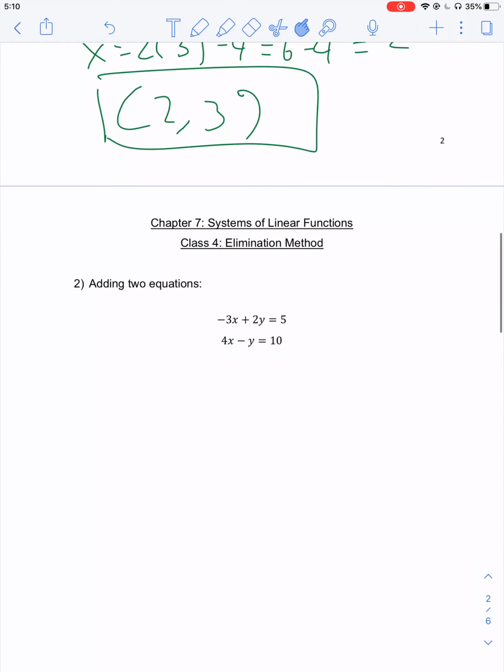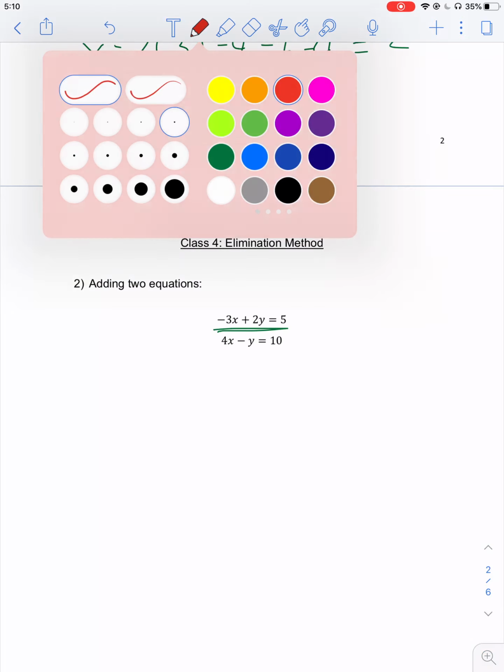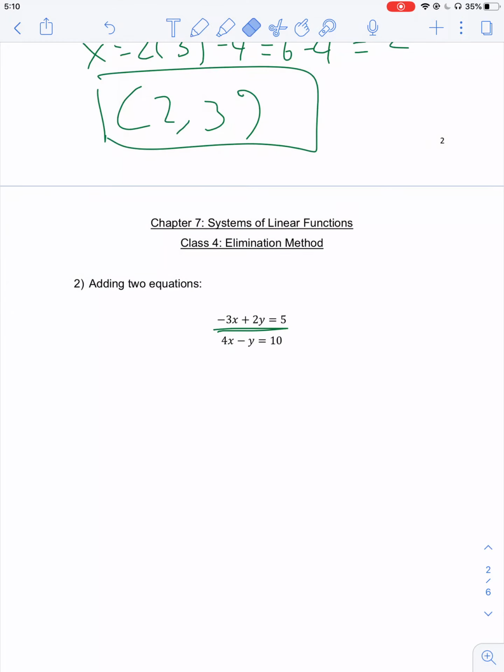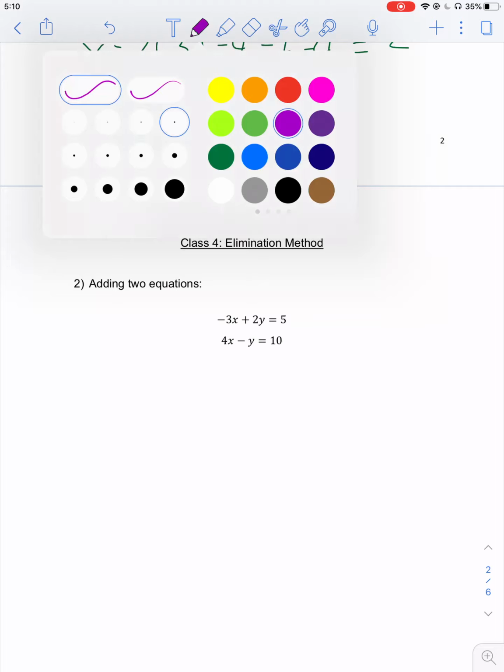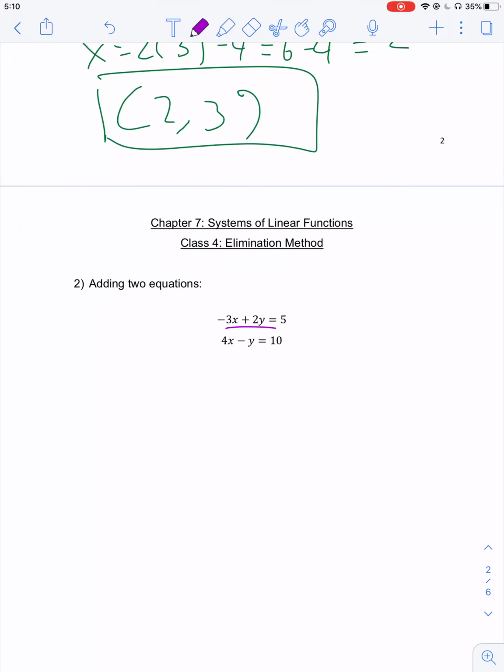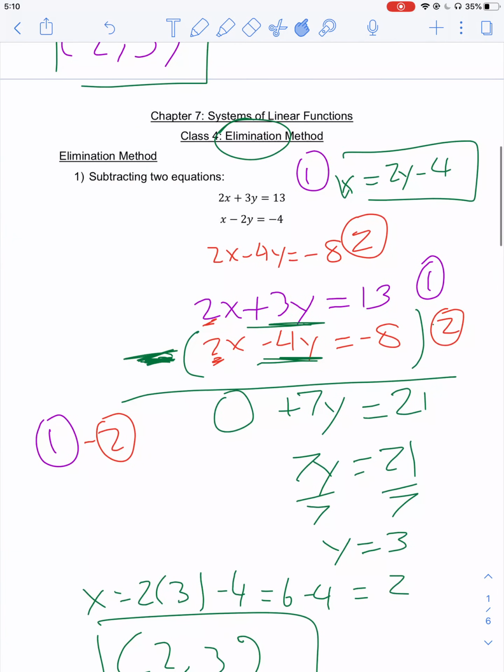So let's do one more. We have this equation and we have this equation in red. Let me just be consistent with my color. This one I think I was using purple for, and now I'm going to use red for the second one, which is I think what I did in the previous question.